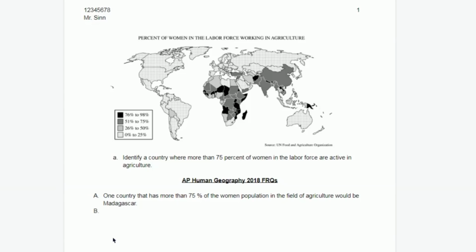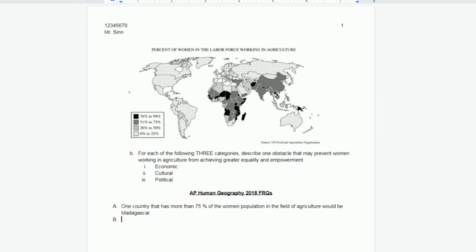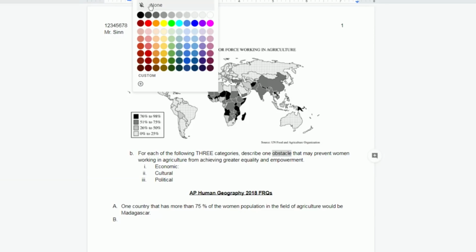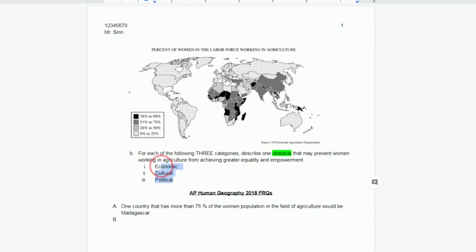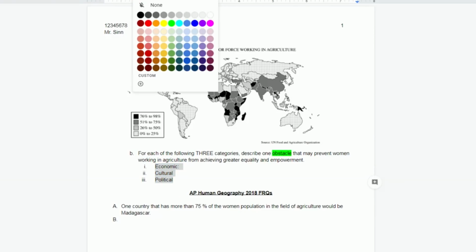Don't just list everything. So for B, we can see it saying for each of the following 3 categories, describe one obstacle that may prevent women working in agriculture from achieving greater equality and empowerment. Now, the focus here is going to be these 3 categories. And notice it specifically said 3. You have to provide 3 examples. And the focus here is going to be on obstacles. So we're talking about obstacles here. We're talking about these categories. This is going to be important.